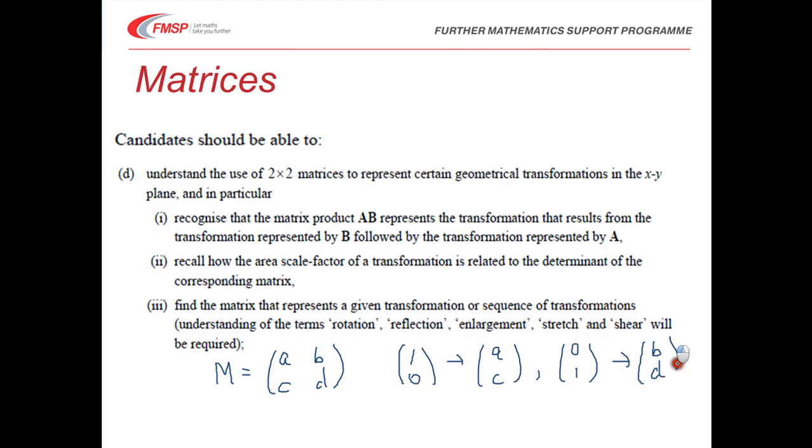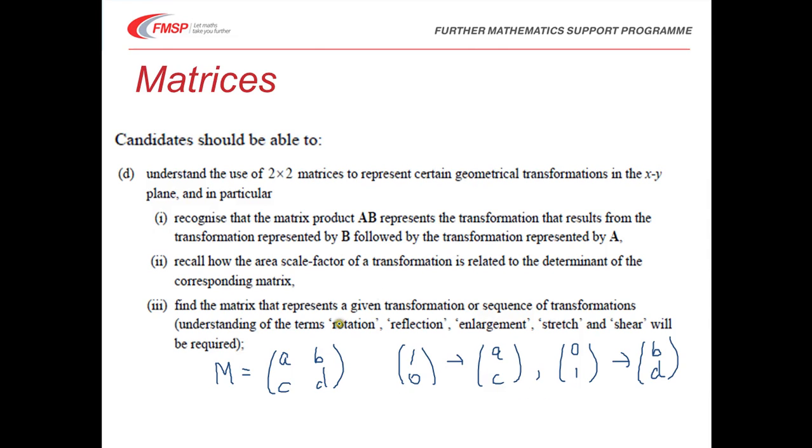And if we actually use this, it should help us to be able to write down the matrix associated with the transformation if we can find the image of each of these two vectors. And not only that, given a matrix, we should be able to work out what the image is. So it works both ways.